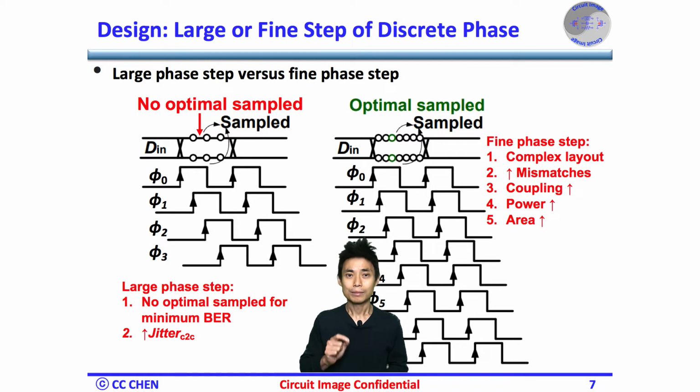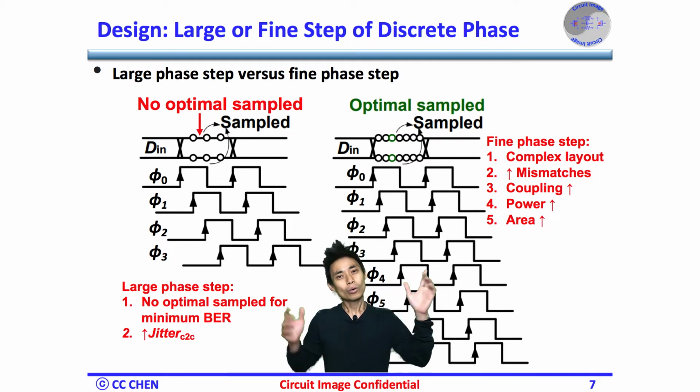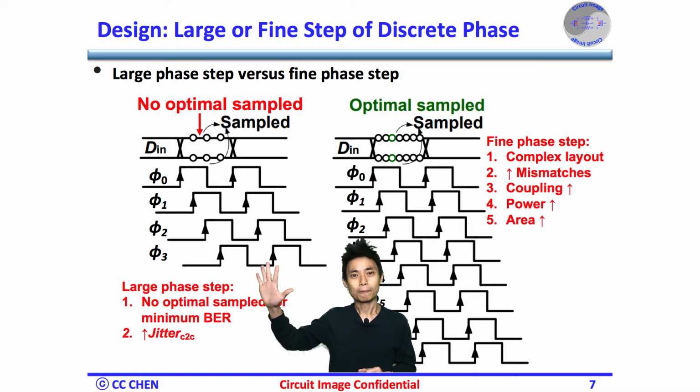complex layout, mismatch, and even lots of couplings in the routing. So, the finely spaced phases will lead to a higher power dissipation and large area to accommodate the increased number of clock phases. What can we do? Think about the continuous VCO clock images for 5 seconds.